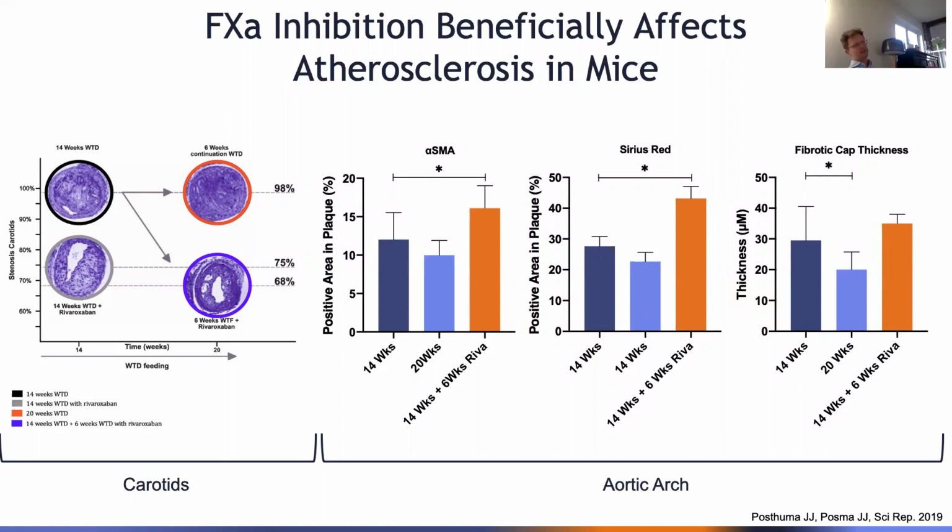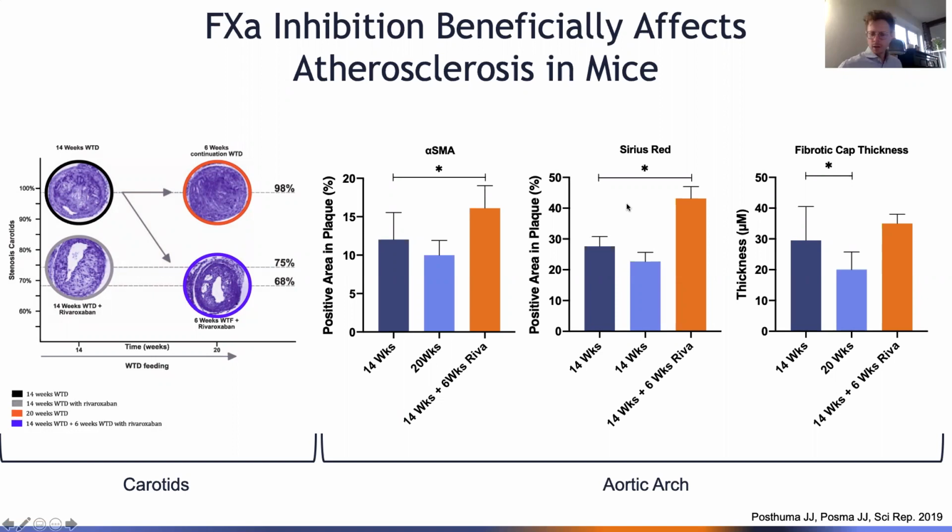But it's not the only thing rivaroxaban does. We also looked at fibrotic markers for plaque stability. And to our surprise, we found that rivaroxaban treatment, factor 10A inhibition, also promotes a more stable phenotype in the plaque. This was visualized with markers for stability, so alpha-SMA, collagen, and the fibrotic cap thickness.